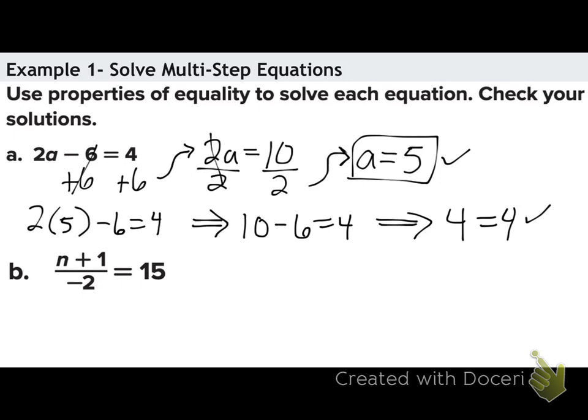All right. Letter B. N plus 1 divided by negative 2 equals 15. What do you guys think we need to do first?